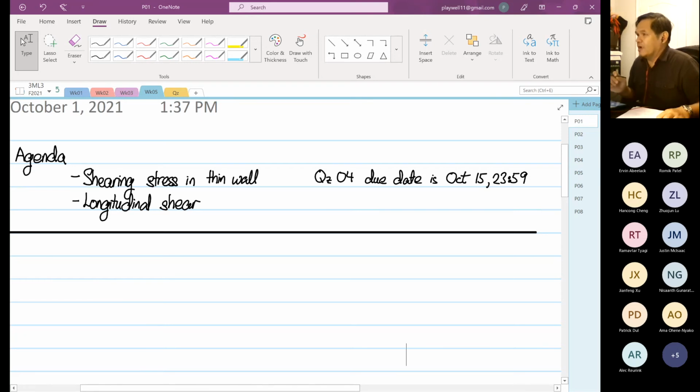Just to let you all know, the class average is about 61, which is really good. The highest mark was about 85%, so a few students got A to A plus. There will be a quiz number 4 on this week's topic. The due date is October 15 at 2359. Any questions after I mentioned all this information? Anyone?